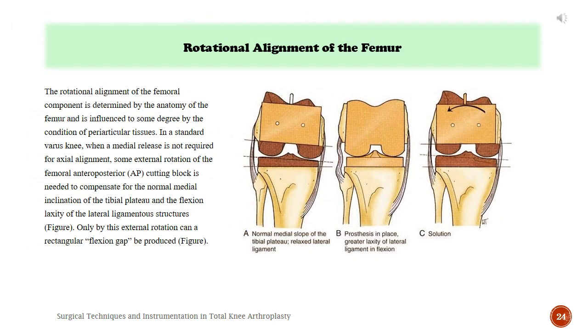Rotational alignment of the femur. The rotational alignment of the femoral component is determined by the anatomy of the femur and is influenced to some degree by the condition of periarticular tissues. In a standard varus knee, when a medial release is not required for axial alignment, some external rotation of the femoral anteroposterior, AP, cutting block is needed to compensate for the normal medial inclination of the tibial plateau and the flexion laxity of the lateral ligamentous structures, figure. Only by this external rotation can a rectangular flexion gap be produced, figure.